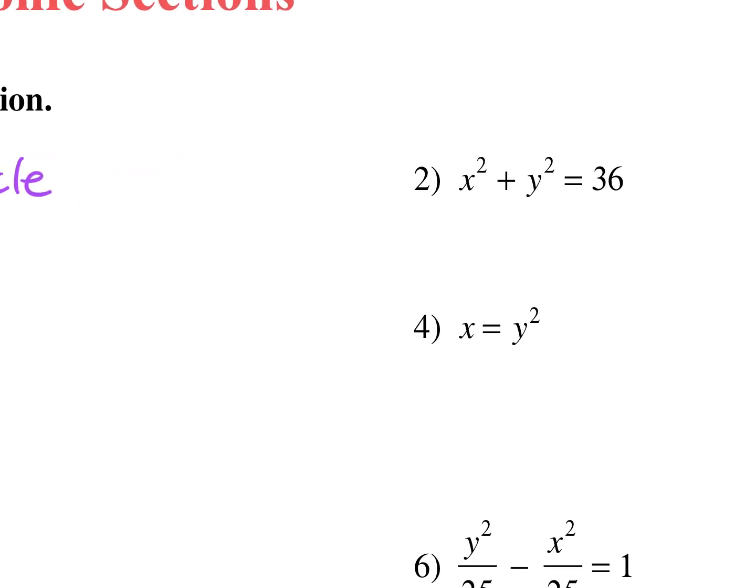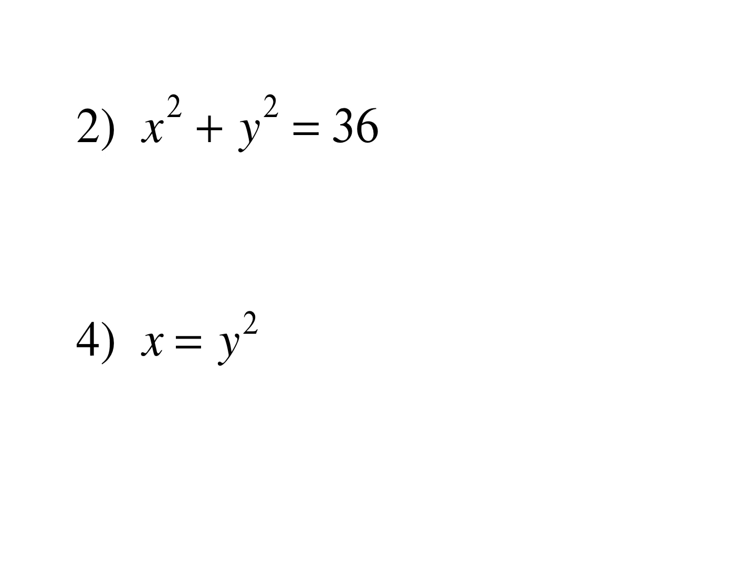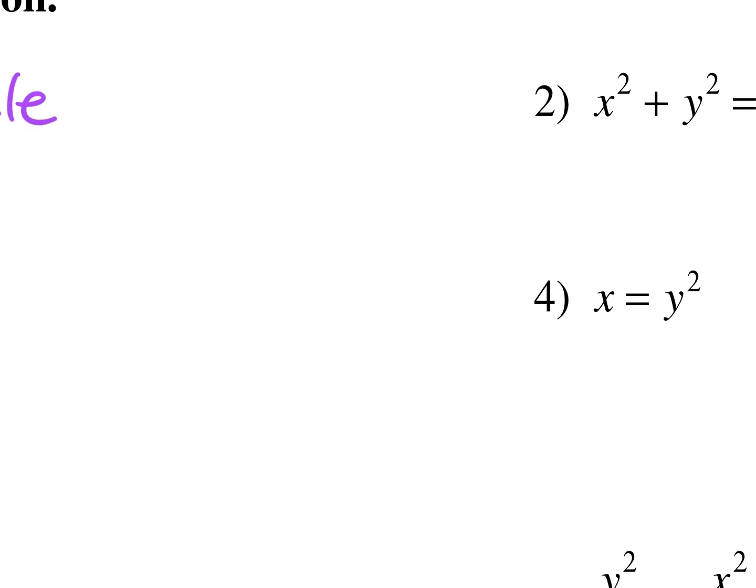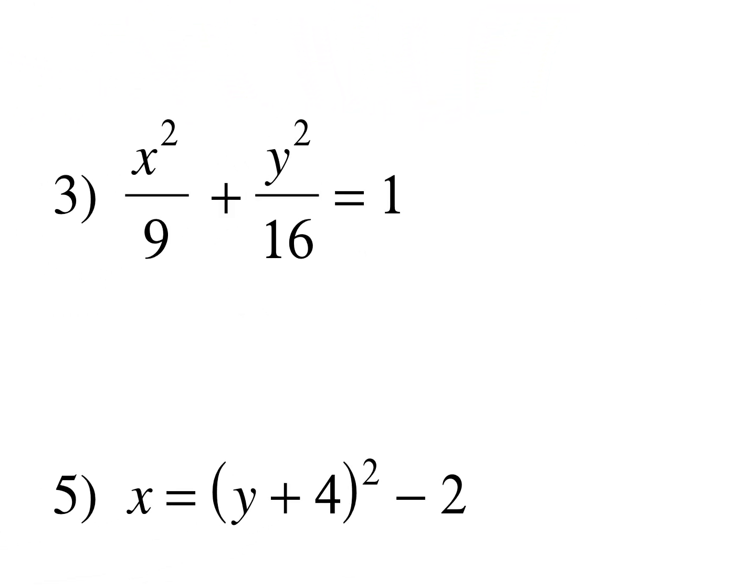Okay, let's go for number 2. Number 2 is x squared plus y squared is equal to 36. So we know that this is a circle. Let's go for number 3. Number 3 is x squared over 9 plus y squared over 16 is equal to 1. So this is an ellipse.